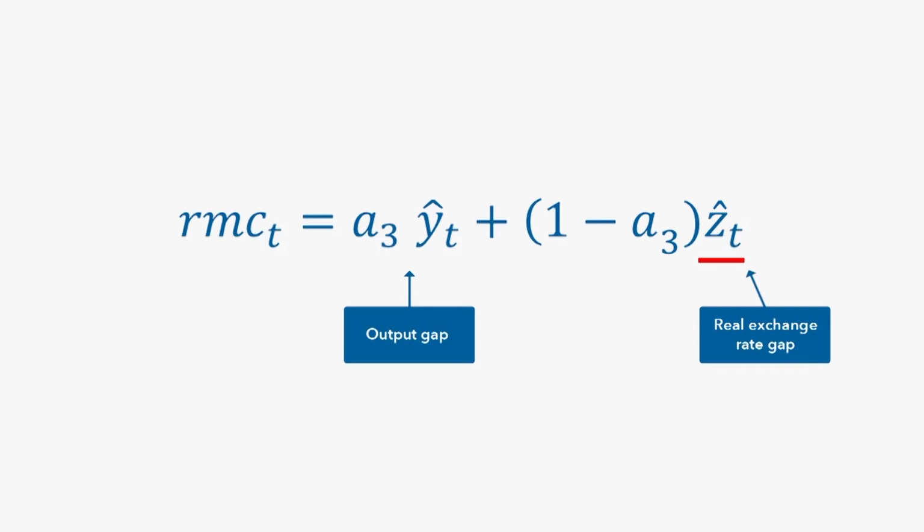The real exchange rate gap approximates real marginal costs that vary with the relative prices of imports. For example, assume that the nominal exchange rate depreciates and that the real exchange rate gap becomes more positive or less negative. The cost of imported goods in the domestic currency equivalent increases. Again, costs will be passing through to prices, which will increase inflation.